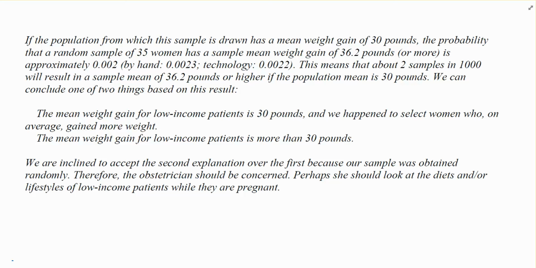Now, if you notice right here, it says that we are inclined to accept the second explanation over the first because our sample was obtained randomly. In other words, this obstetrician should be concerned, and perhaps she should look at the diets and or lifestyles of low-income patients while they are pregnant. So the resulting idea is that the mean weight gain of low-income patients is more than 30 pounds.